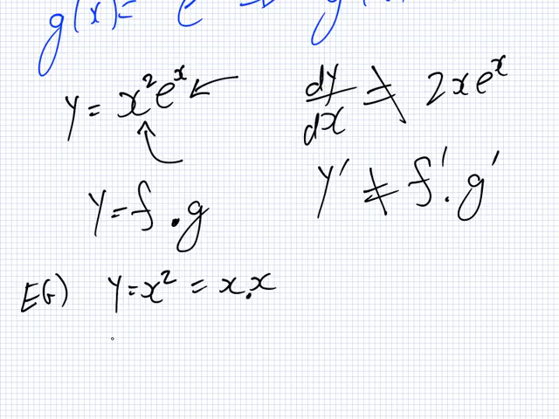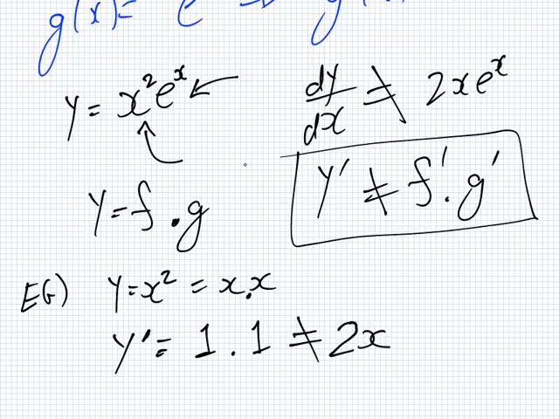So for example, if I said y equals x squared, that equals x times x, yes? So the derivative here, if we are using this rule, it should be 1 times 1, which of course is completely wrong, because we know that the answer should be 2x. So this is definitely wrong. Okay, it's definitely not this. So we need to find out what the rule is.